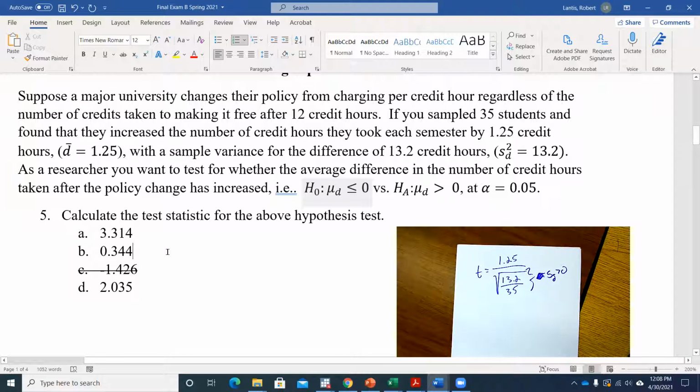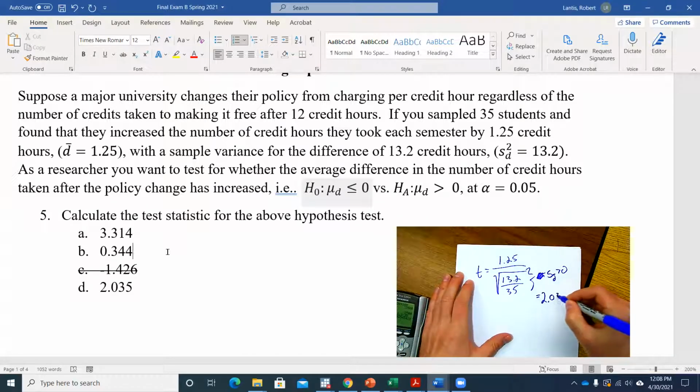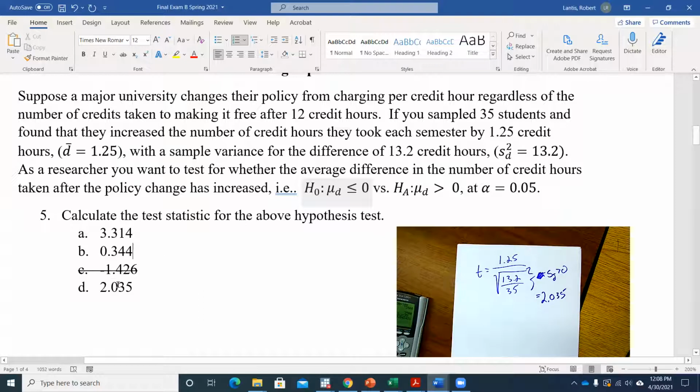I thought I had my calculator pulled out. I didn't, so give me 1 second. I'll work these as we're going. So we have 1.25 divided by the square root of 13.2 divided by 35. We get about 2.035. So this is going to be response D. Those test statistics are really just a matter of plugging those values in.